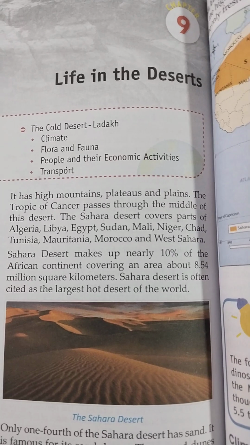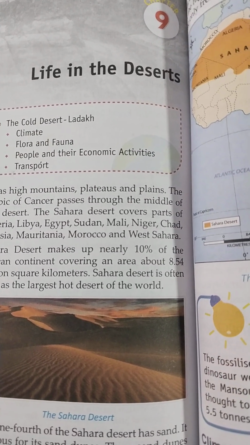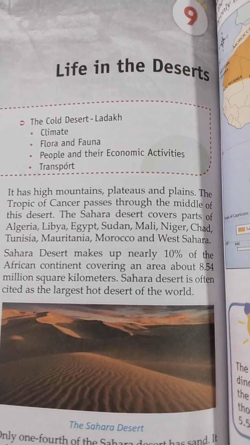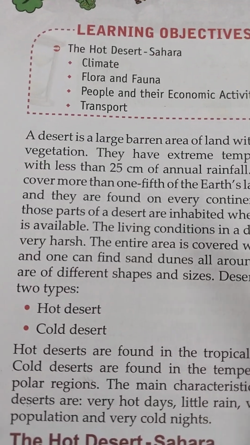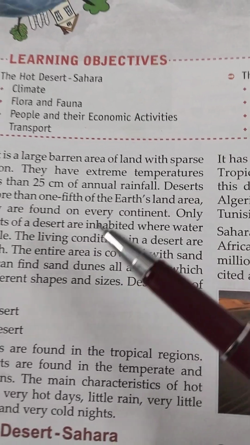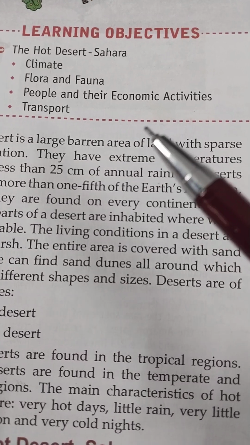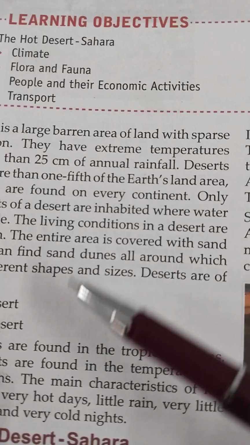Children, in our previous video we completed the chapter Struggles for Equality of civics, and today we will start the 9th chapter of geography, that is Life in the Deserts. In this chapter, children, we are going to study two types of deserts: hot desert and cold desert. In hot desert we will study Sahara, the climate, flora and fauna of the Sahara desert, people and their economic activities and transport.